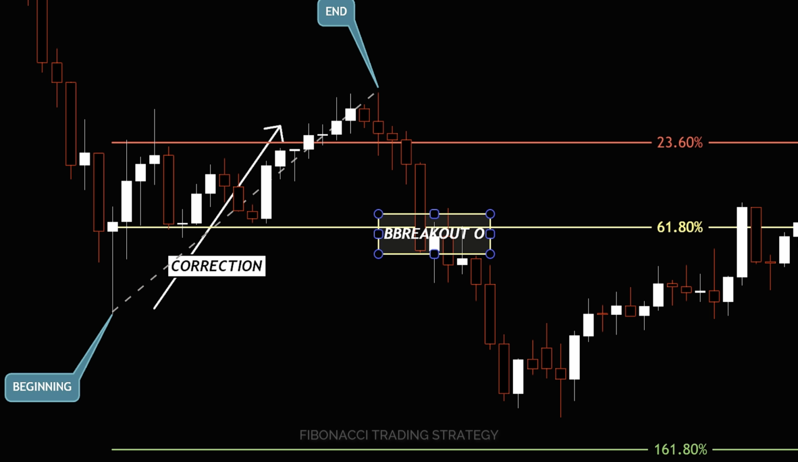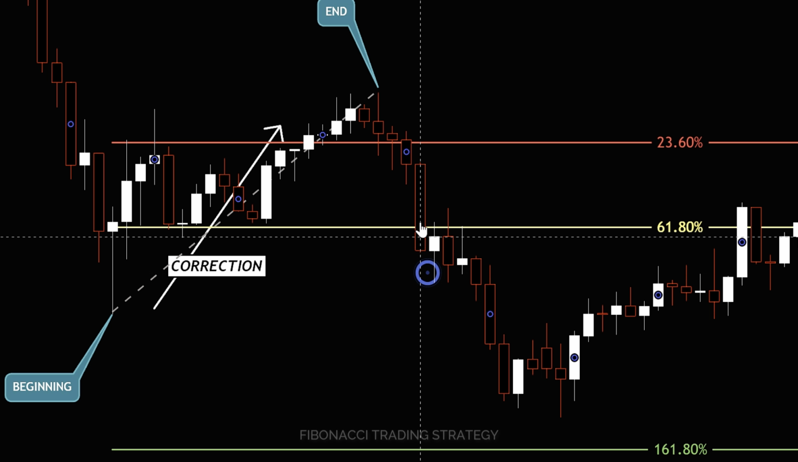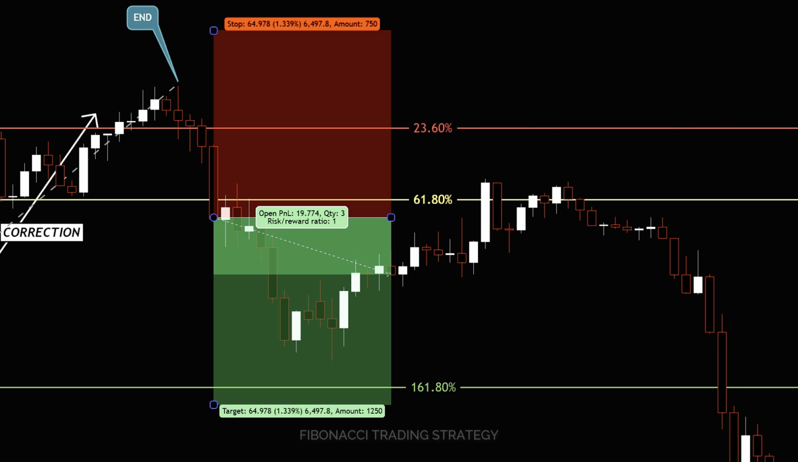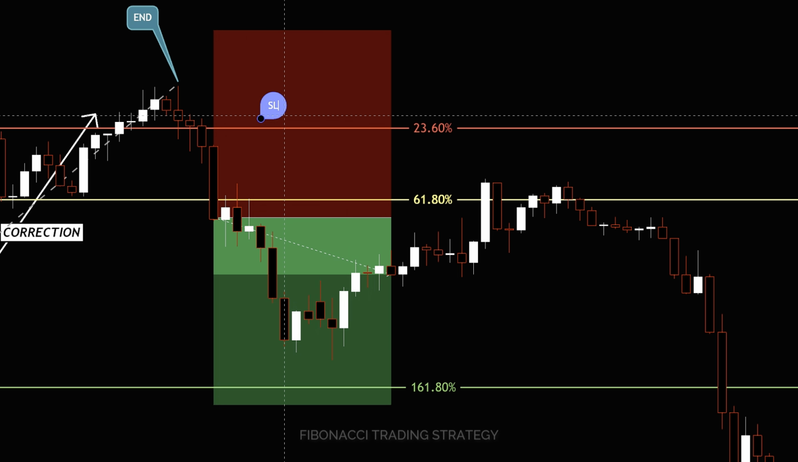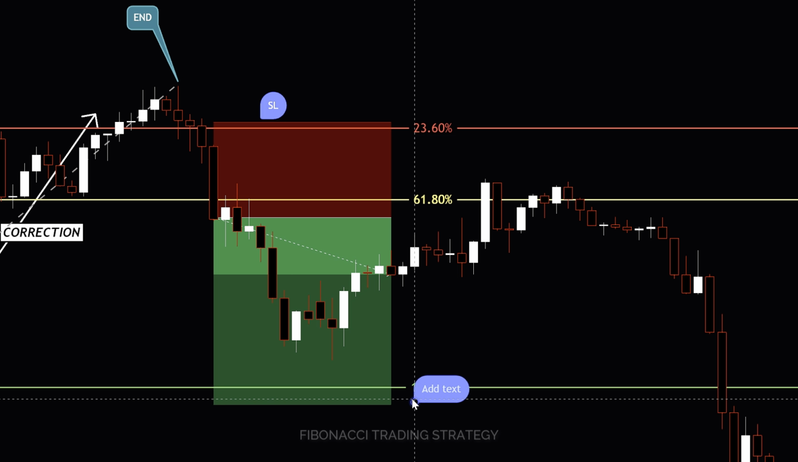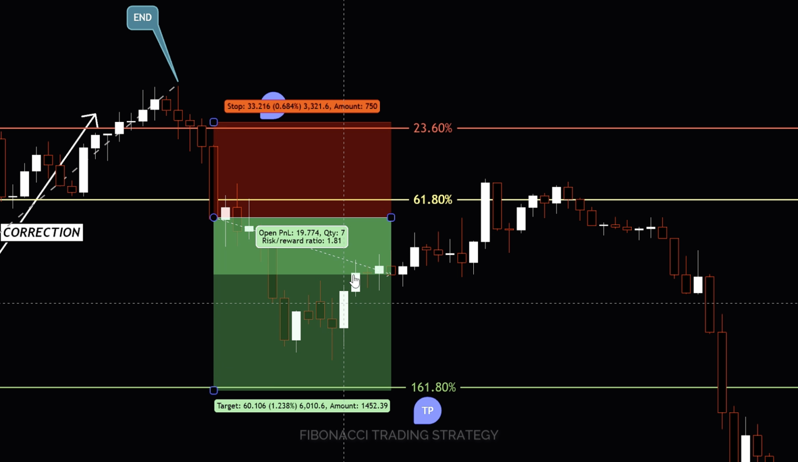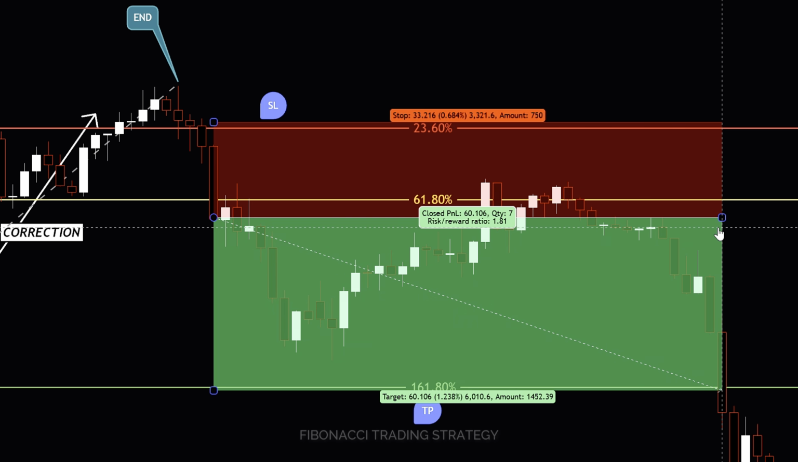Eventually, it breaks below the 61.8% of the Fibonacci level. That break becomes the sell entry. The stop loss is placed slightly above the 23.6% of the Fibonacci, and the target is projected to the 1.618 extension. As the setup develops, price continues lower and eventually reaches the target area.